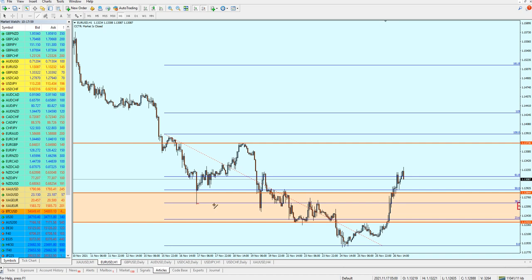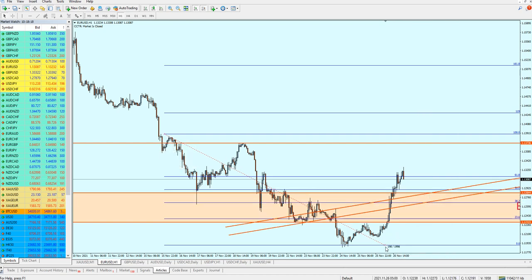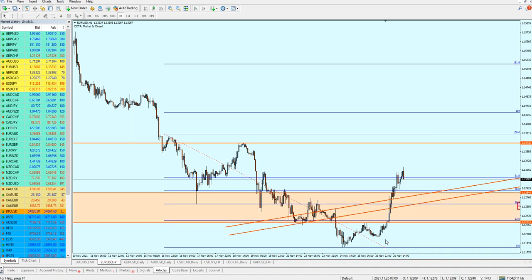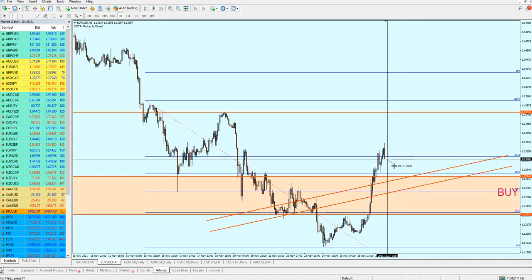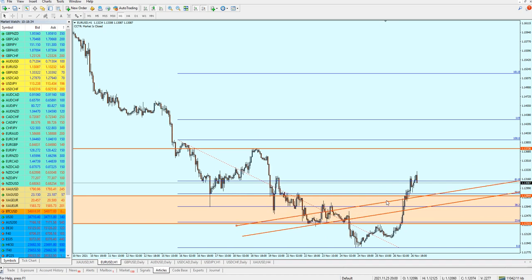Then let's draw this trend line. Yes, perfectly well, perfect, fine, and like that. Okay, so the pair. Okay, Fibonacci 50. All right. 25 pips. Exactly. Perfect.